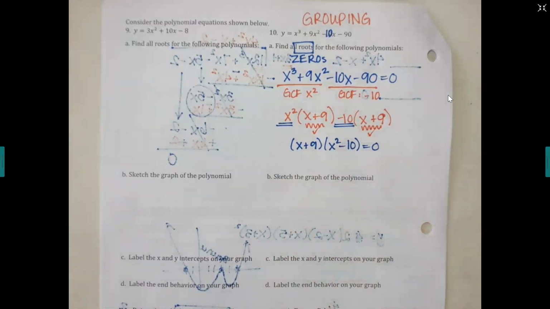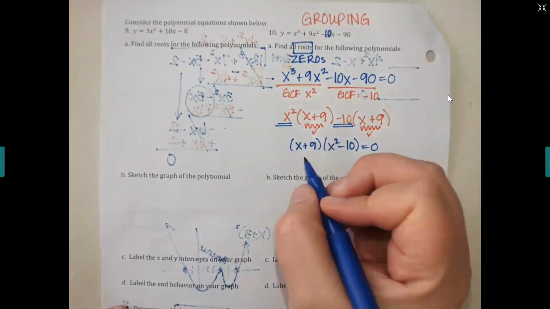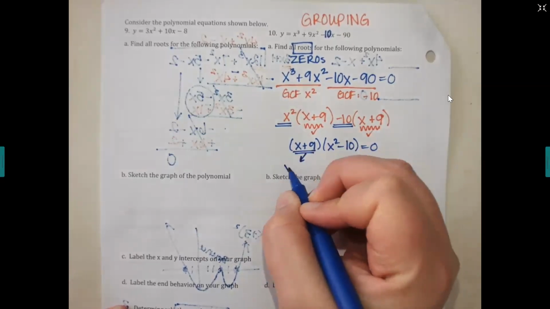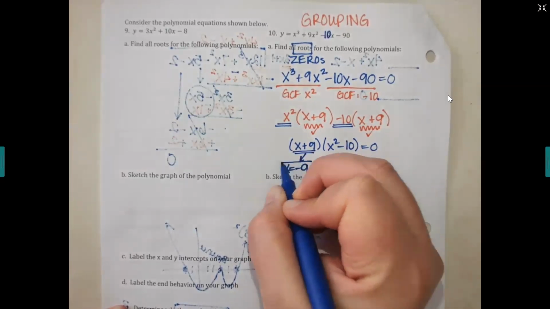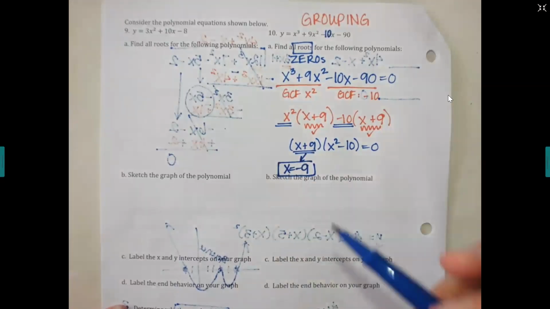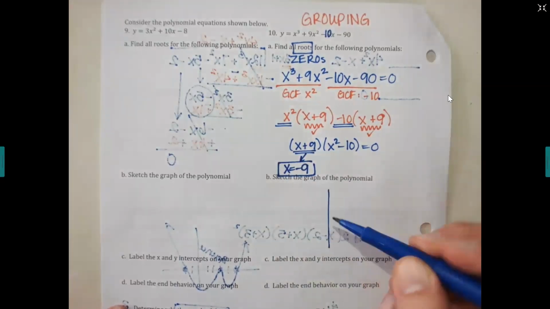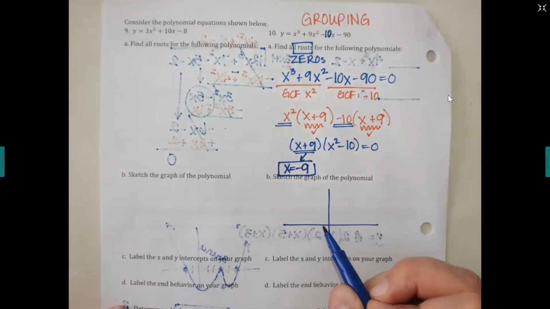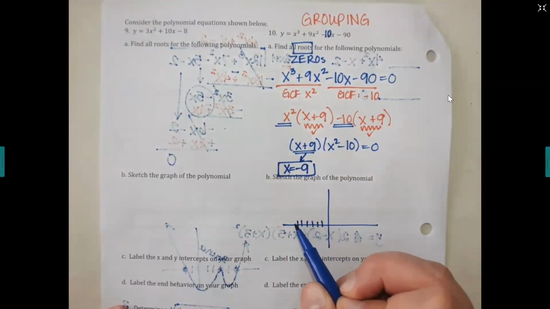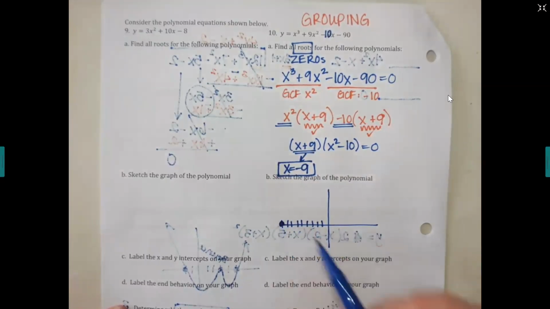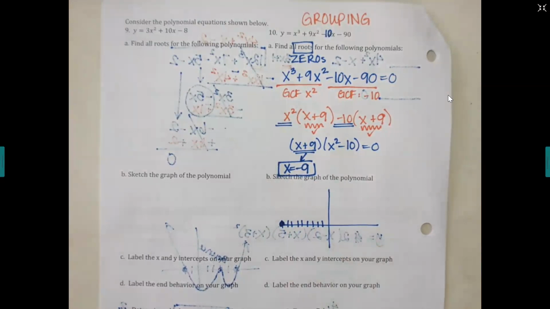Okay, from here, x plus 9 gives me what answer when I set it equal to 0? Remember, it's always the opposite. So that's going to give me minus 9. Which means I'm going to come down here to my graph. That negative 9, 1, 2, 3, 4, 5, 6, 7, 8, 9 would be way back here. I have to cross the graph at that spot.